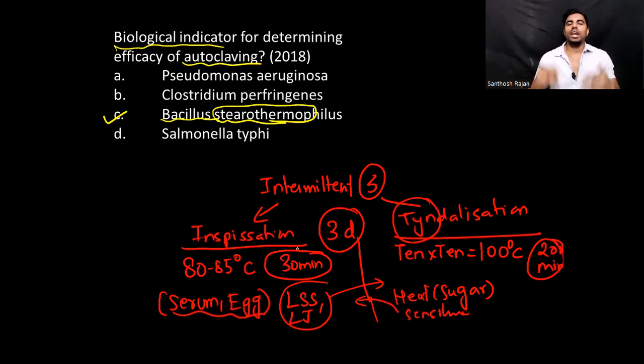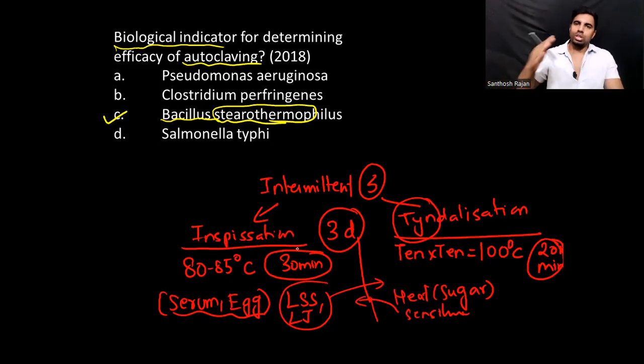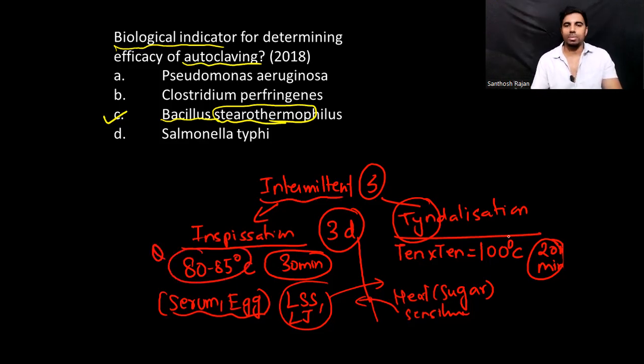The idea is: first day you heat it, so all the bacteria will die and spores will germinate. Second day, leave it, and whatever spores germinate will grow. Third day, the germinated spore microbes also get killed. That means in 3 days, whatever remains, everything will be killed. That's the idea. Both are intermittent heating. Just remember, temperature can be asked.